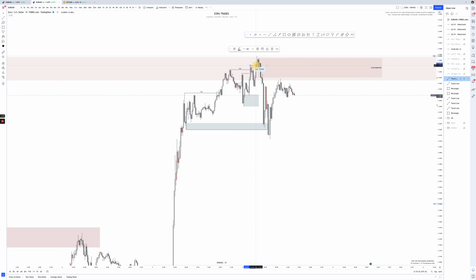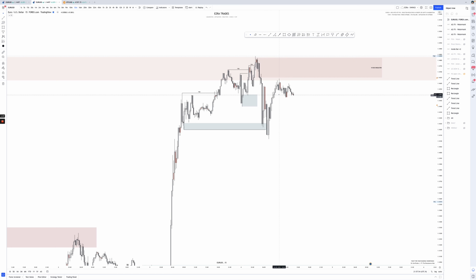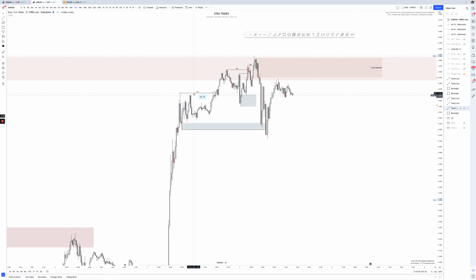Is this pullback relevant enough for us? Is it 14 plus pips? It's about 17, 18 pips. Very valid for me. So I'm going to mark this as another 15-minute high. So we have 3 15-minute highs. This one, this one, this one, right?